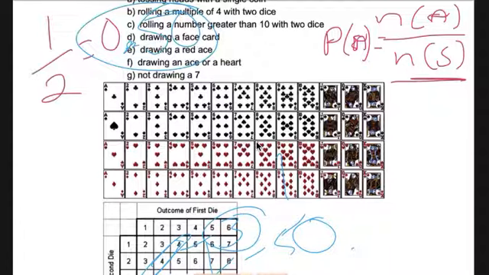So you add those up, or you can count them separately. You can do whatever you want. There are 9 out of, and there are always 36 different ways to roll 2 dice. So that is that answer, 9 out of 36.